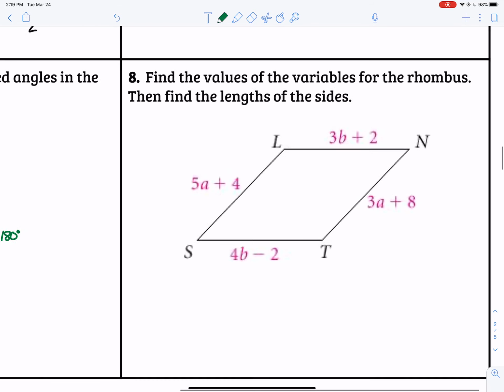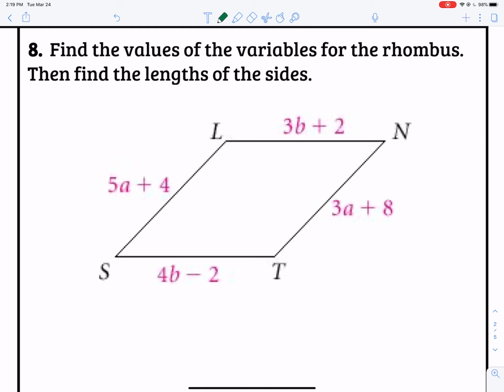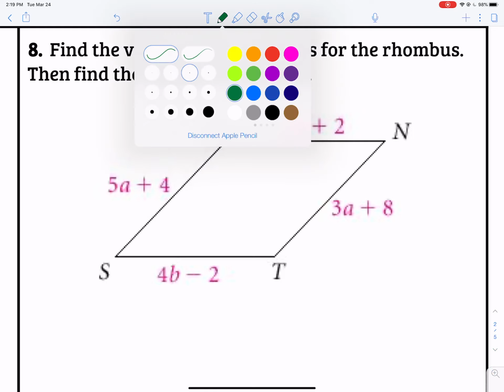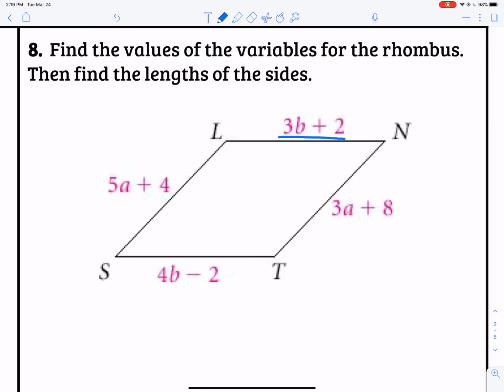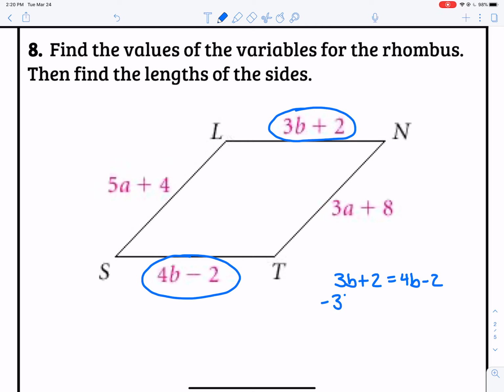Okay, so I think this is our last example, number 8. Find the values of the variables for the rhombus and then find the lengths of the sides. So we know for a rhombus that all 4 sides are equal to one another, but this side has B and this side has A, for example, so we can't just set them all equal to one another. We're going to need to say 3B plus 2 equals 4B minus 2 because they both have the letter B. And that way we're going to be able to solve for B. So let's say 3B plus 2 equals 4B minus 2 and solve for B.